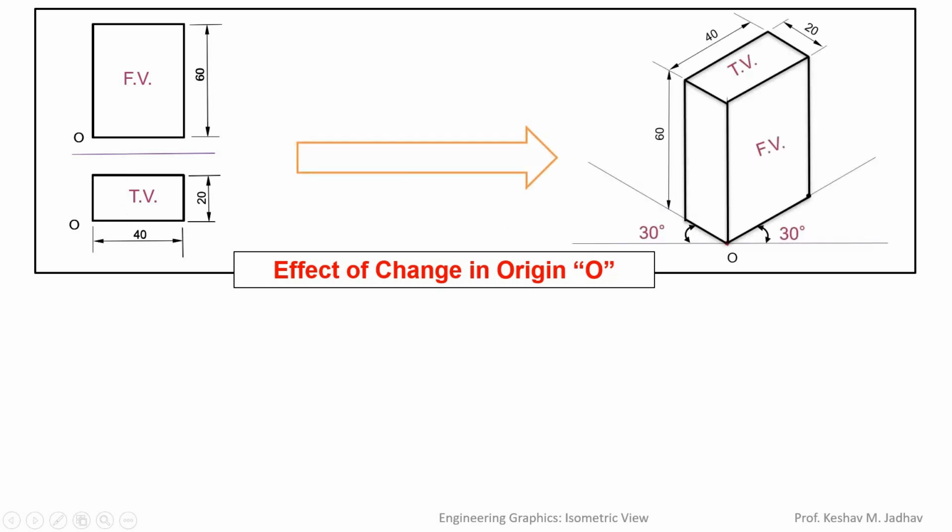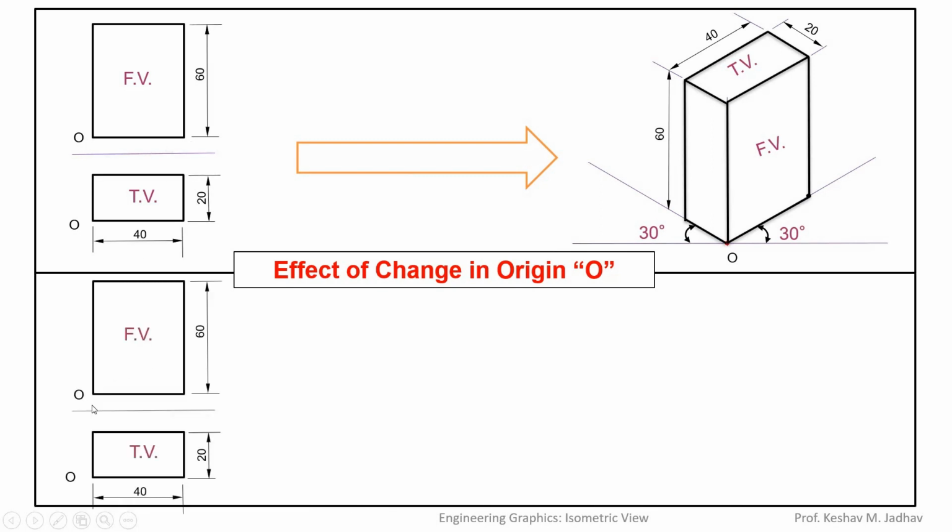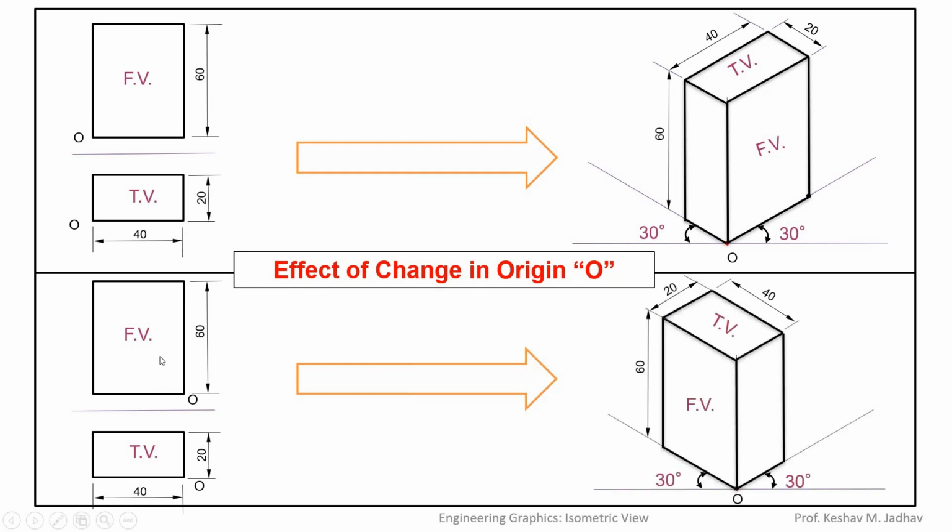Now suppose this origin O is shifted on this side. So let us take the same example, but here the origin is shifted to the right side. So let us see what will be the effect of change in origin O. If we draw the isometric view for this case, then it will look like this. So this front view, which is on the left side of point O, this front rectangle will be on the left side, that is in the YZ plane.